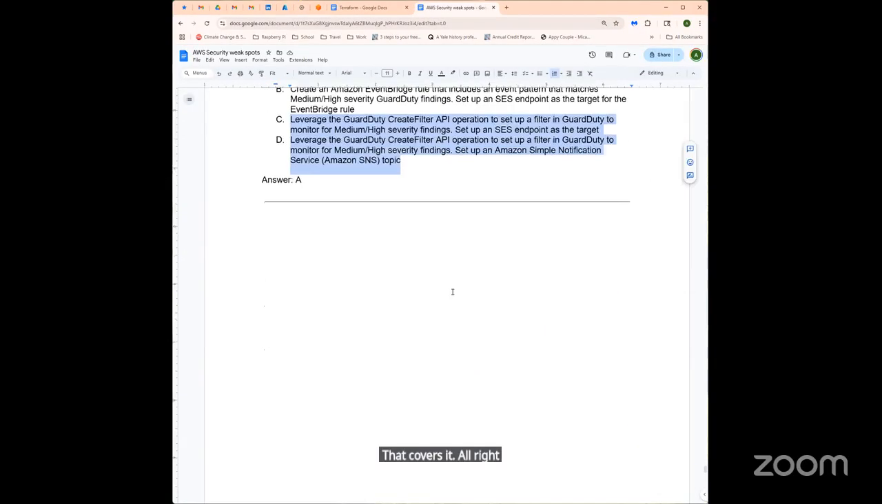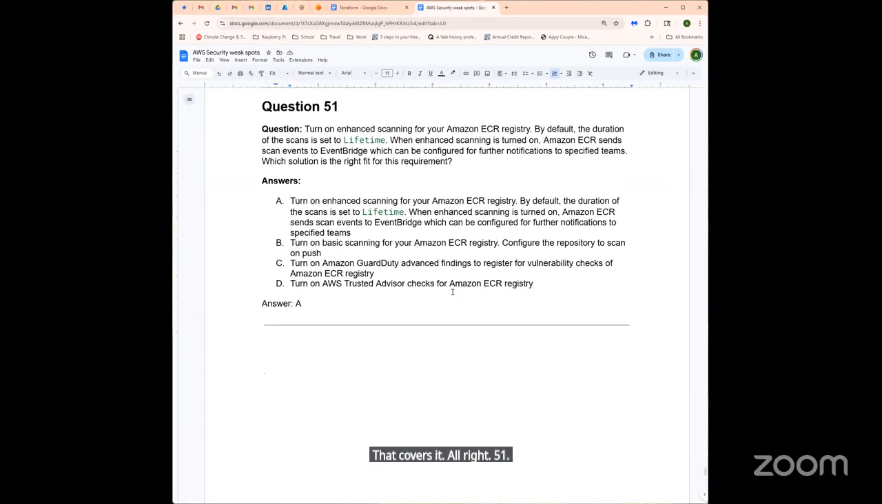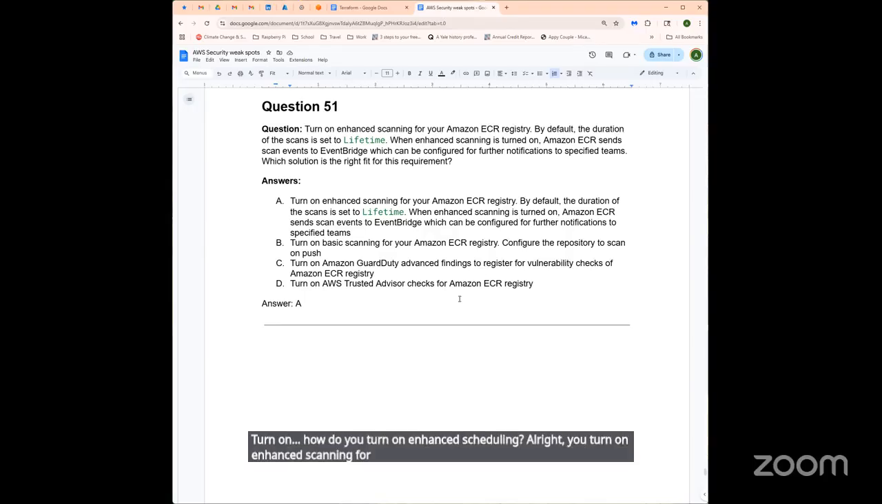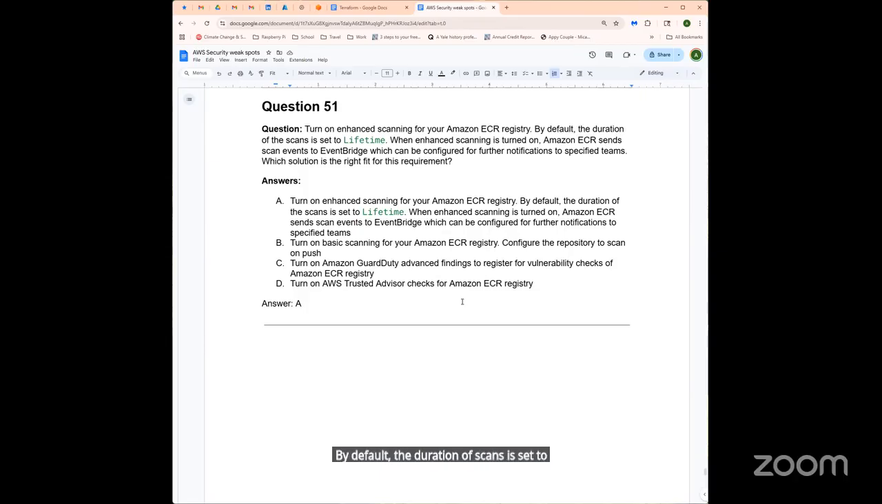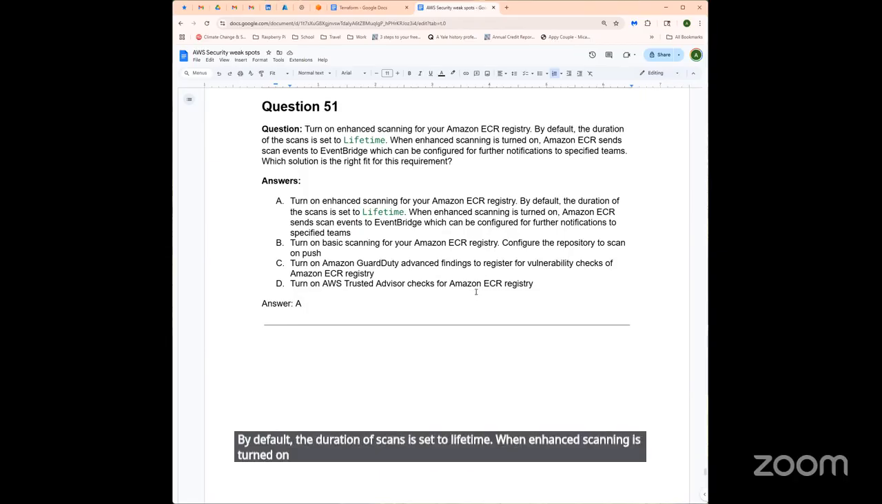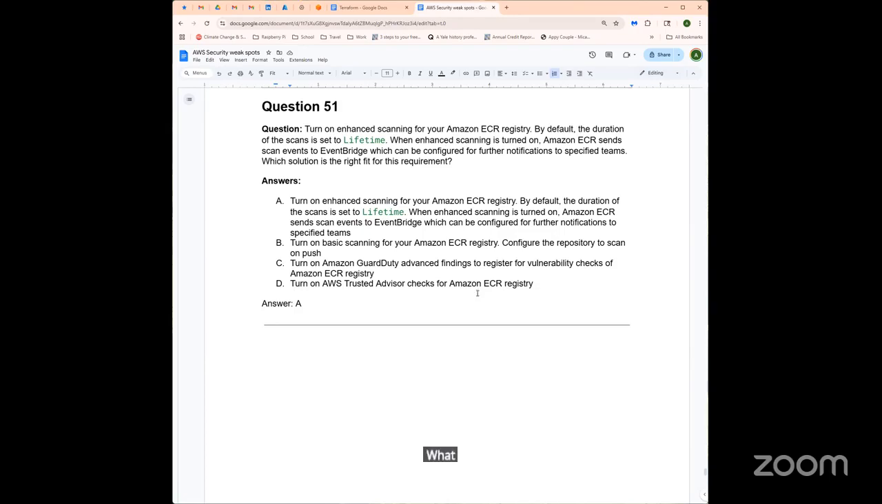All right, 51. Next question. How do you turn on enhanced scanning? You turn on enhanced scanning for your Amazon ECR registry. By default, the duration of scans is set to lifetime. When enhanced scanning is turned on, ECR sends scan events to EventBridge, which can be configured for further notifications to specified teams. What is the right solution fit for this requirement? So this is A. You turn on enhanced scanning for your ECR registry for the develop. Wait, what? I copied the answer to the question.